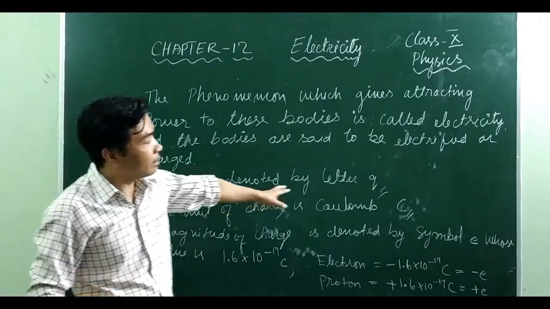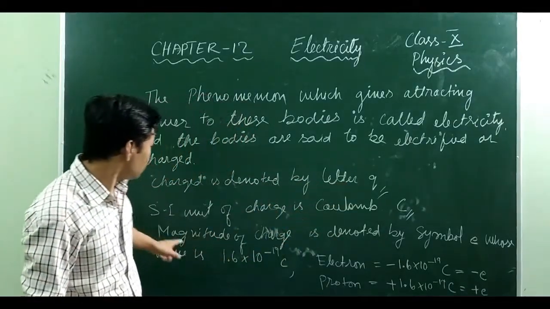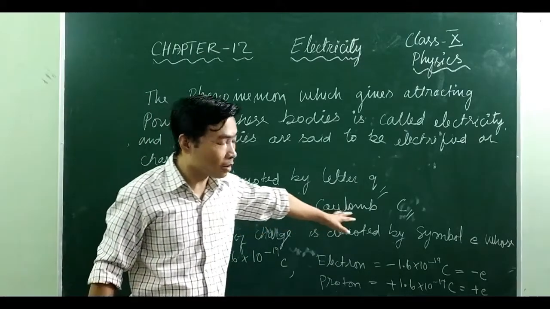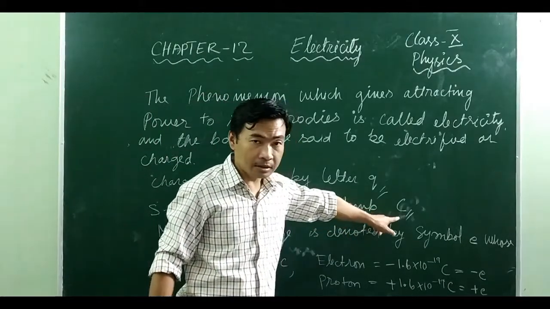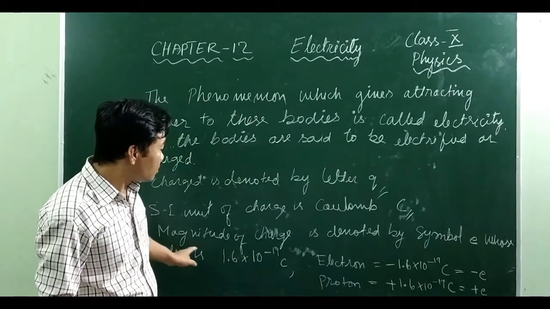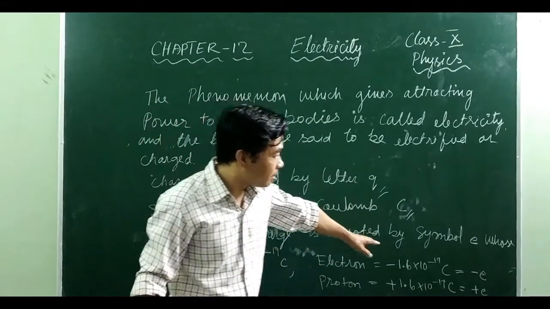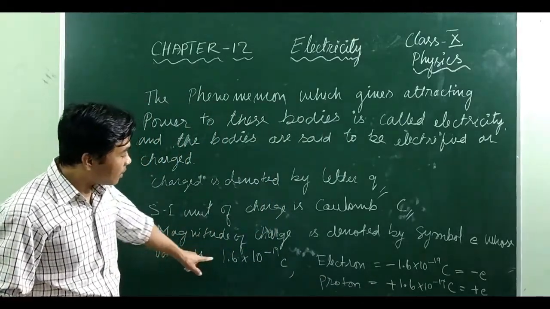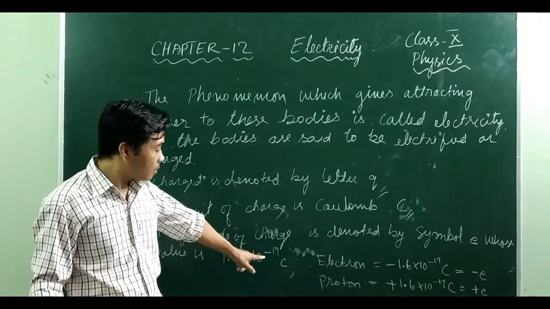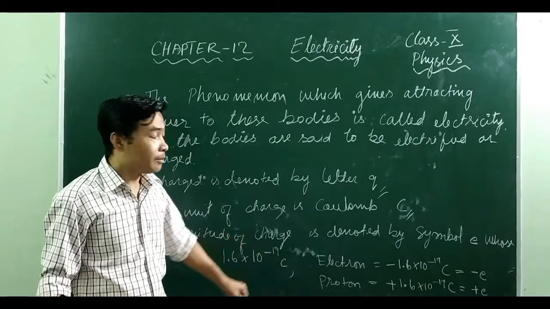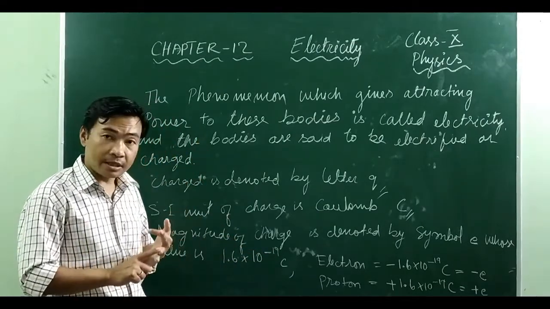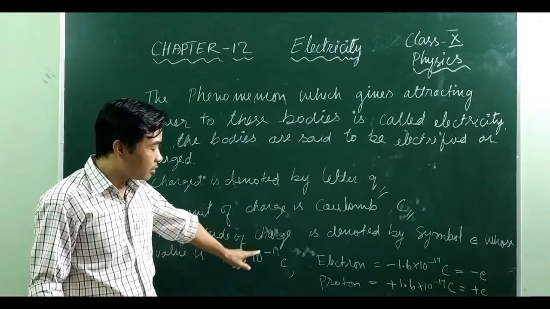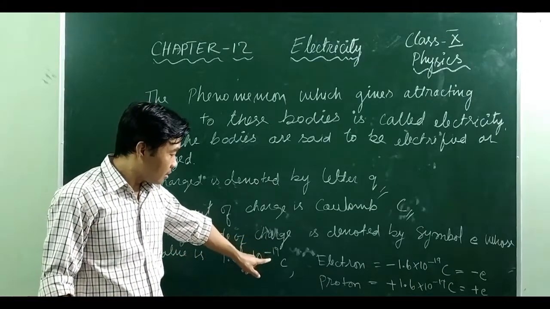Charge is denoted by the letter Q. The SI unit of charge is coulomb, represented by the capital C. The magnitude of charge is denoted by the symbol e, and the value of this charge is 1.6 into 10 to the power minus 19 coulomb. It means one electron has a charge of 1.6 into 10 to the power minus 19 coulomb.